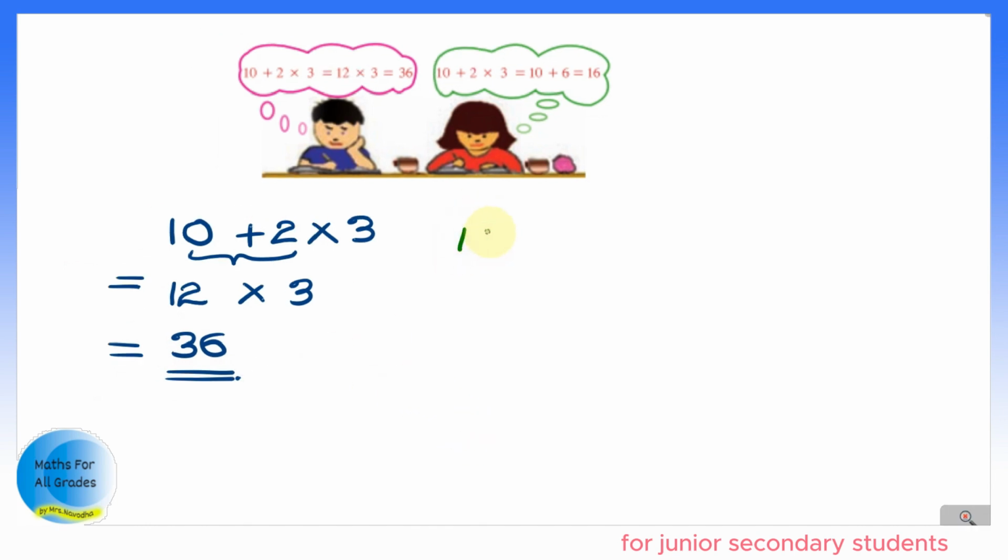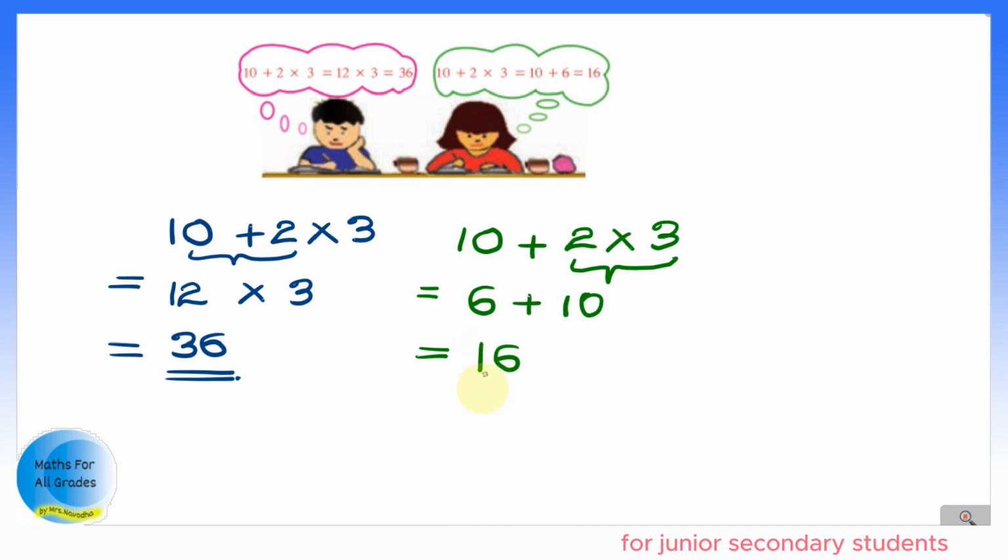Now let's see what she has done. This is the same question, 10 plus 2 times 3. She has gone for the multiplication first. 2 times 3 equals 6 plus 10. 6 plus 10 equals 16. That's how she got 16.